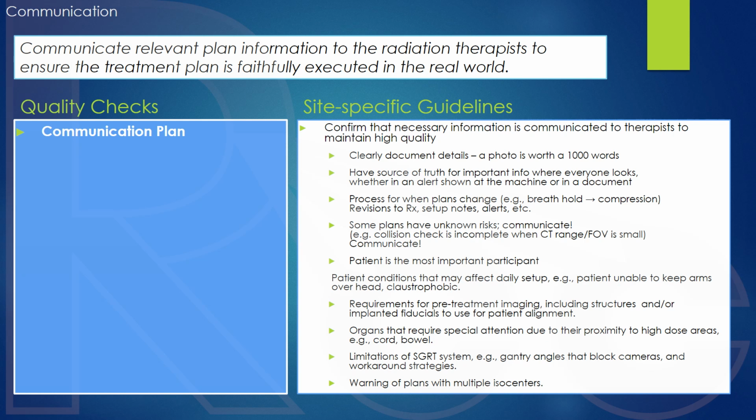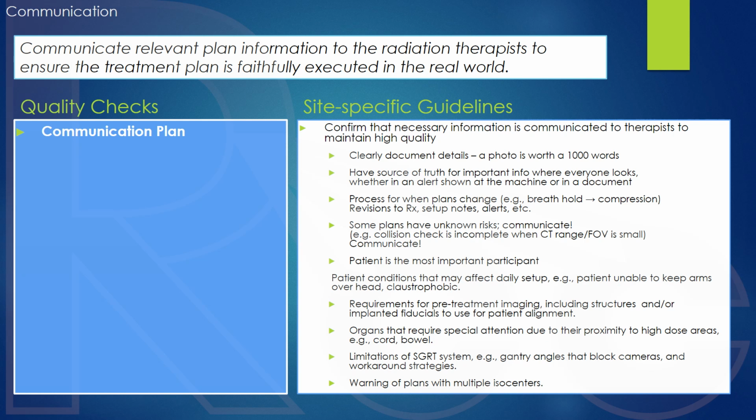There could be organs that require special attention due to their proximity to the high-dose area, like the cord, the bowel. So it may be that the match at the machine needs to consider alignment of the target volume, but we may be so close to a spinal cord constraint or bowel constraint that that takes priority, maybe even greater priority.